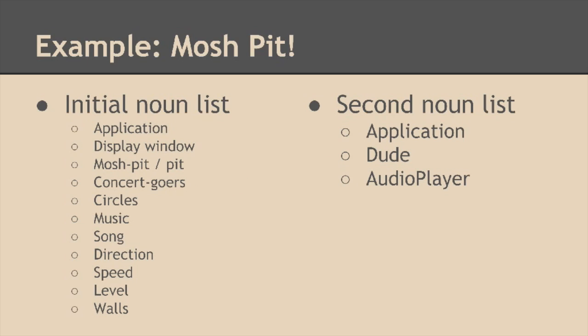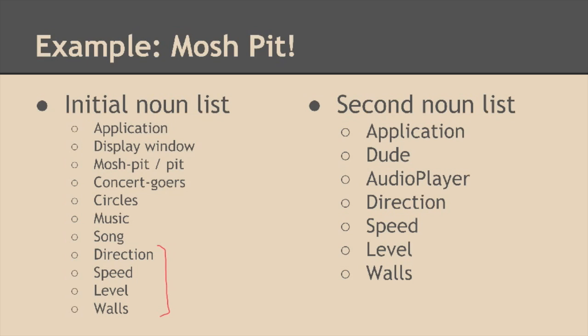Now our music and our song really are the same thing, and it turns out that we already have something in Processing that represents music or songs, and that would be an audio player object. So we'll incorporate those two together into an existing class called AudioPlayer. Now our last four elements, the direction, speed, level, and walls, we really can't incorporate any of those together, so we'll just carry them over directly. It doesn't mean that they're all going to be classes, it just means that they're distinct elements, they're not synonyms for each other.